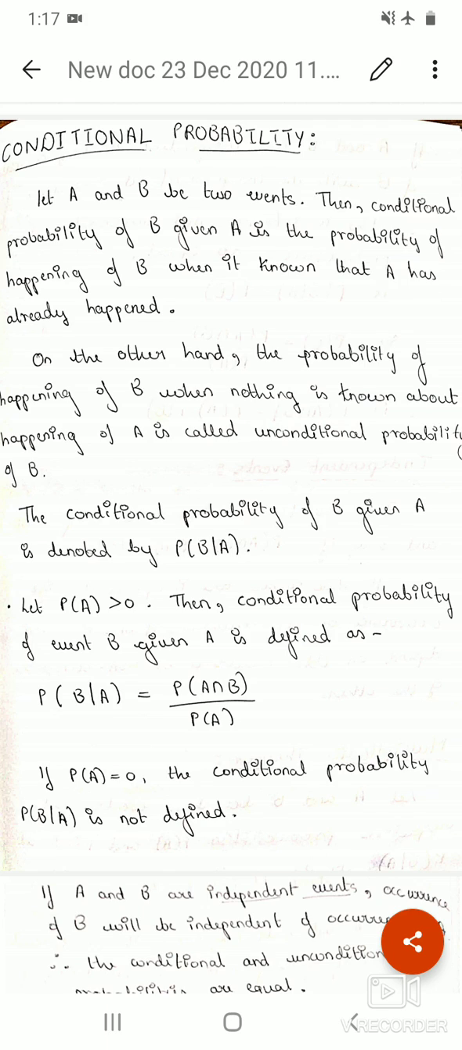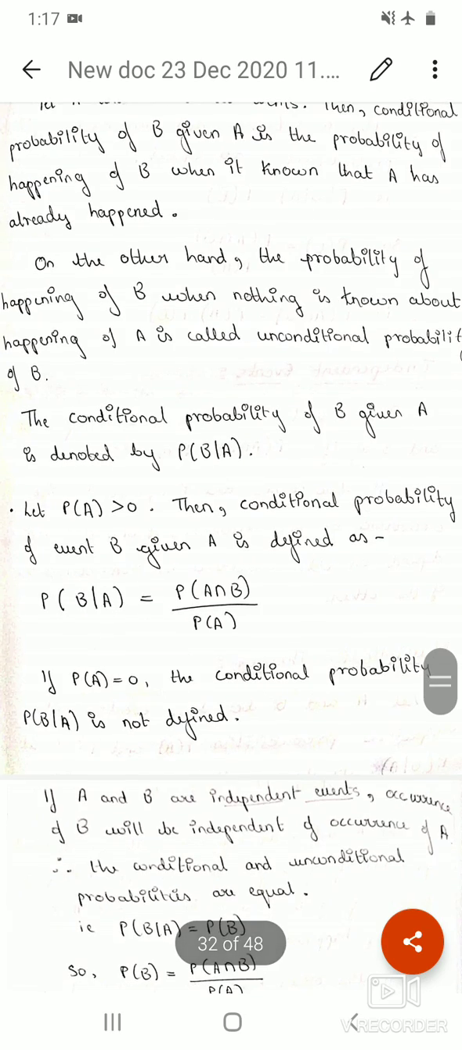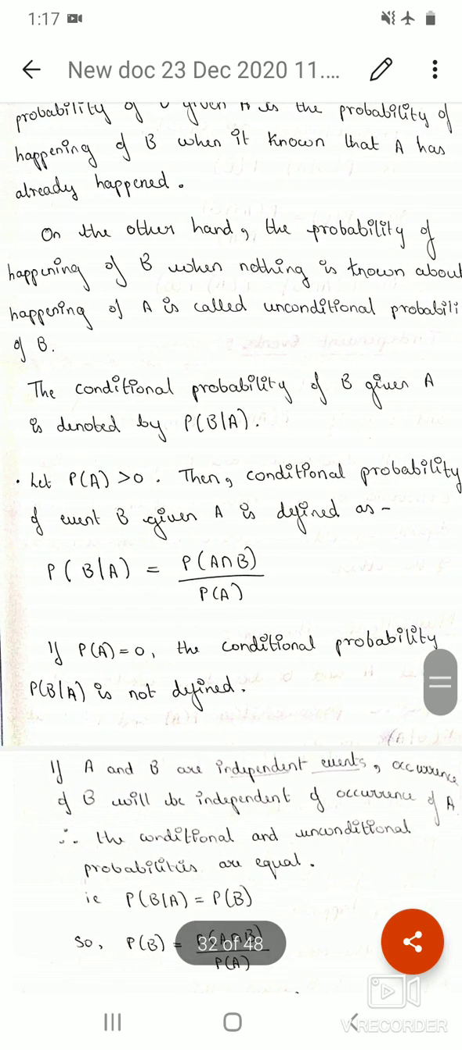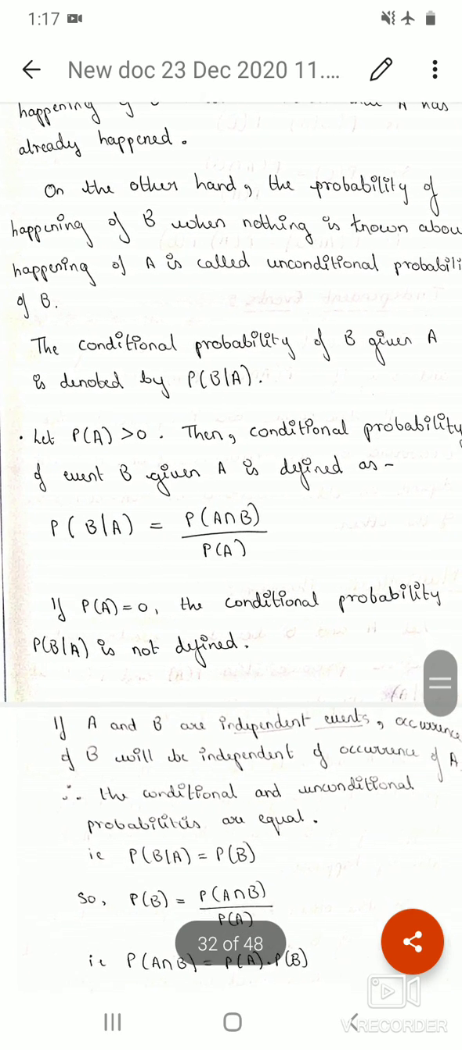So from the name itself we understand that there is a certain condition imposed on an event. So here the conditional probability of an event B given an event A, that is we know already about the event A. Therefore, the probability of happening of B when it is known that event A has already happened. On the other hand, the probability of happening of B when nothing is known about happening of A is called as unconditional probability of B.